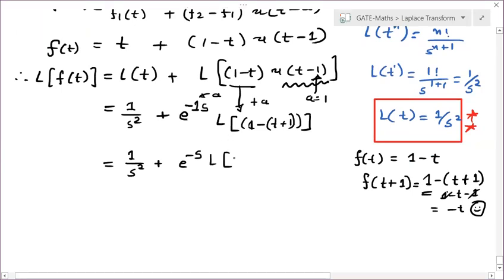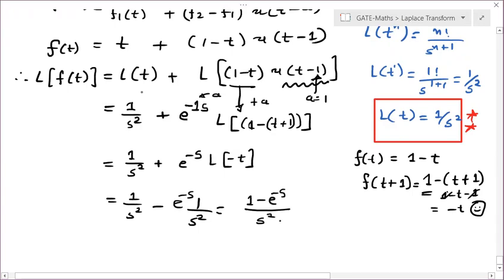So Laplace of this will become 1 minus 1 will get cancelled out, minus t. Already we have seen Laplace of t. Here we have minus, so minus will come out of this bracket. So minus e to the power minus s, and Laplace of t is 1 upon s square. So you can write it like this: 1 minus e to the power minus s divided by s square. This is your final answer. Is it clear now? Right.